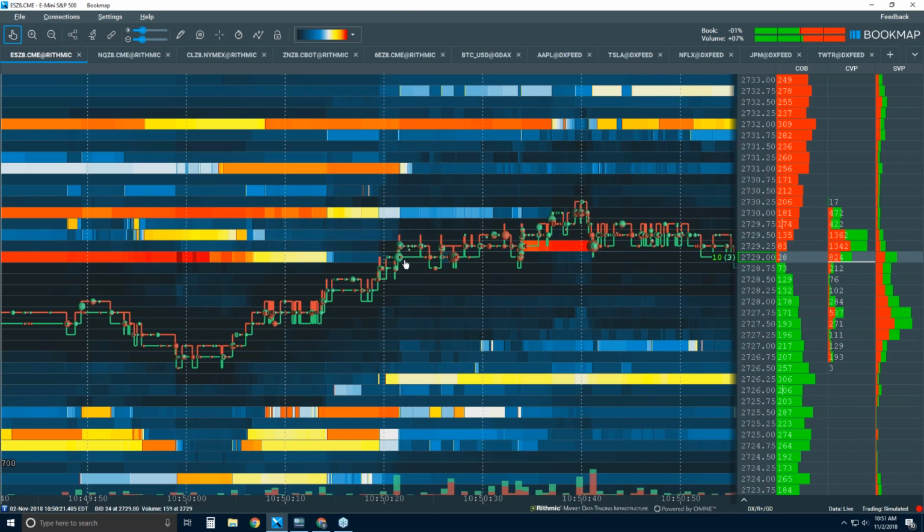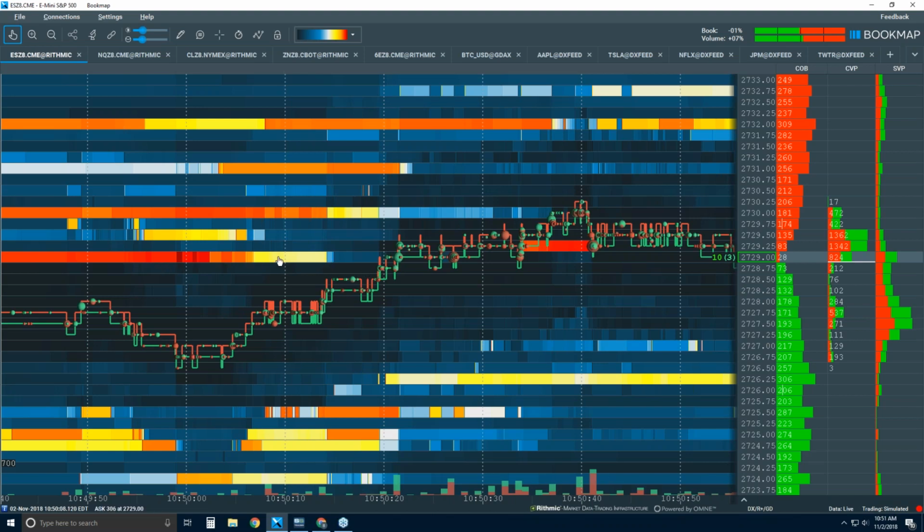So a lot of traders look at the DOM and say, well, I don't really watch it because it's all fake liquidity anyway. It's not. It can't be. It needs liquidity to trade, and we can see it here. We can see exactly what unfolded.